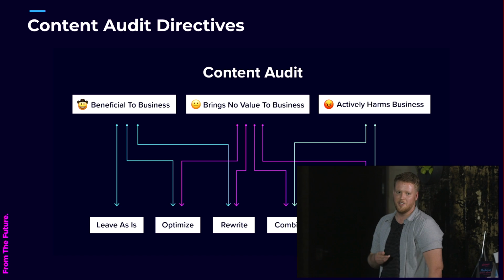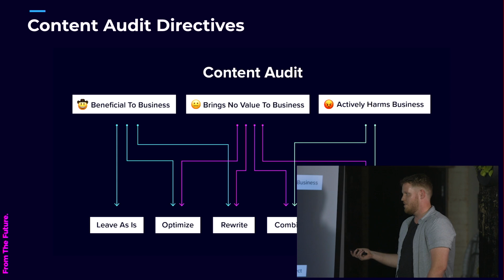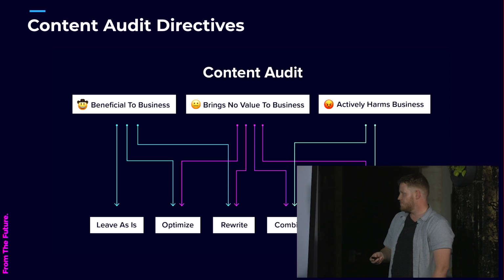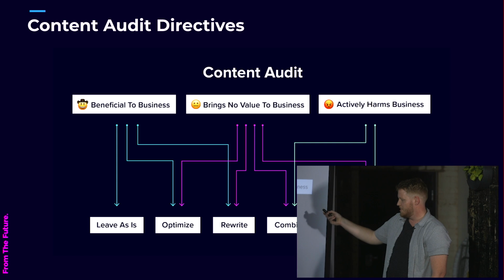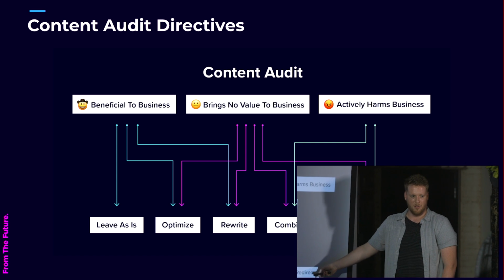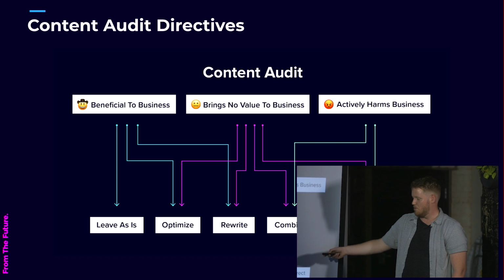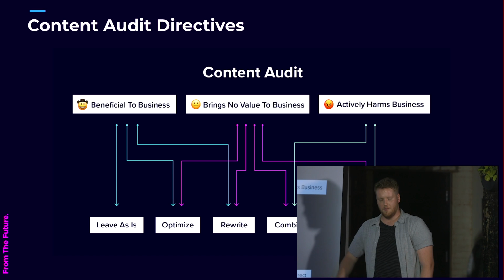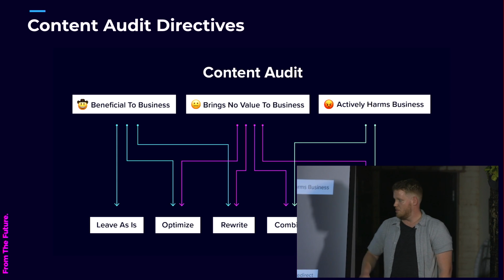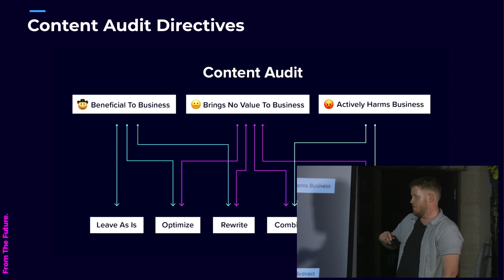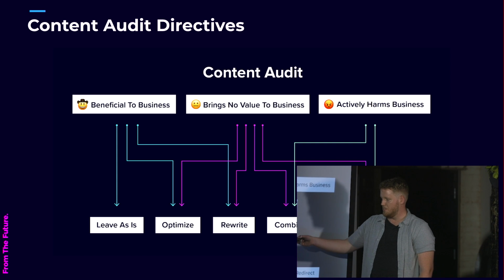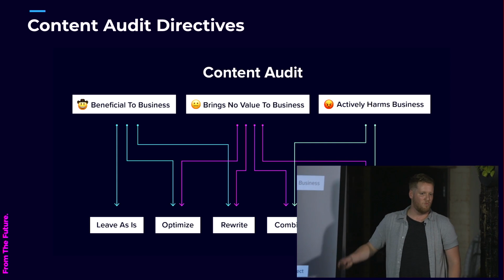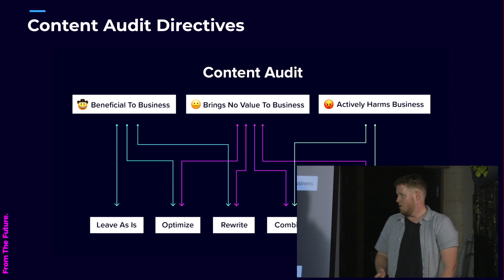Okay, and Paige, our designer, put this into a cool graphic for us. So you have content that actively harms your business. You're either going to get rid of it, deprecate and redirect to the most relevant existing URL, or combine it if it's actively competing with another post. If it brings no value to the business, the door is kind of wide open. The one thing you don't want to do is leave it as it is, because if it brings no value, why would you leave it as it is?